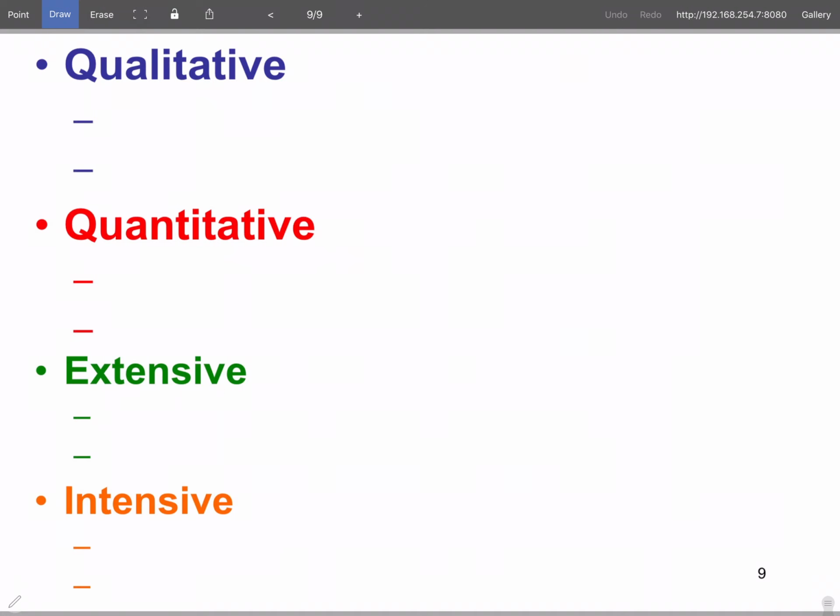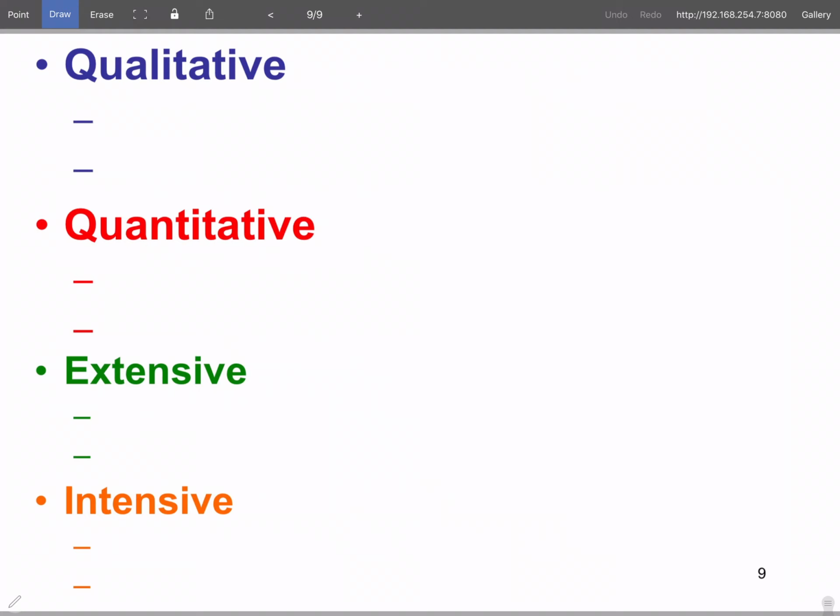Okay? Now, we have one last slide in this section, and this one is dealing with terminology that will pop up a lot. And so you need to know the difference. And we have 4 terms: qualitative, quantitative, extensive, and intensive. They're kind of paired. Qualitative goes with quantitative, and extensive goes with intensive. And they kind of are the same thing, but said differently.